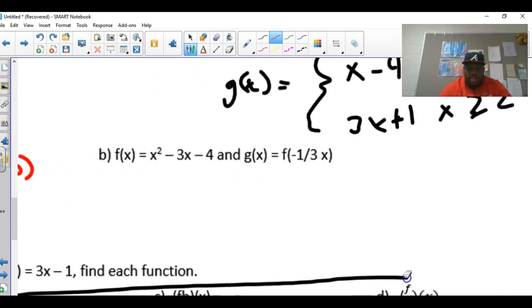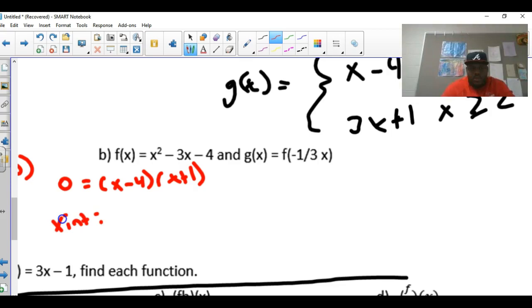Now let's jump over here to this one. For this one, to find the x-intercepts, guys, I'm just going to factor this. I need two numbers that multiply to give me negative 4, but also add to give me negative 1. It's going to be x minus 4 and x plus 1. Now I set both of those equal to 0. So my x-intercepts, guys, are 4, 0 and negative 1, 0.